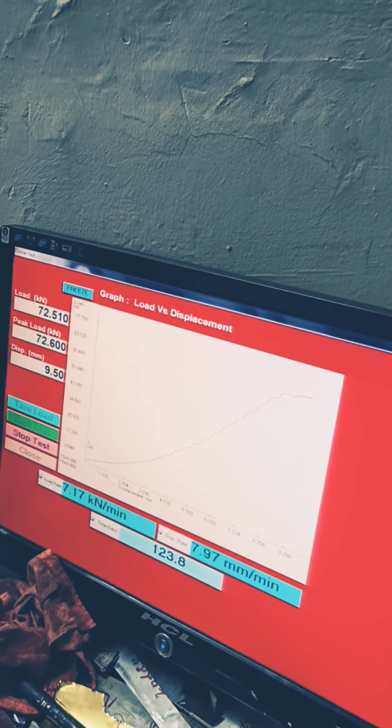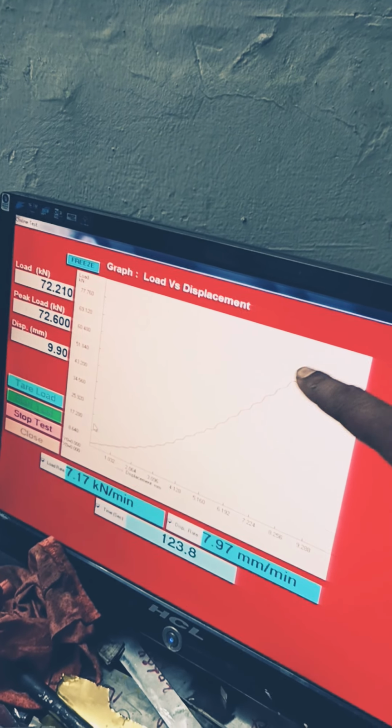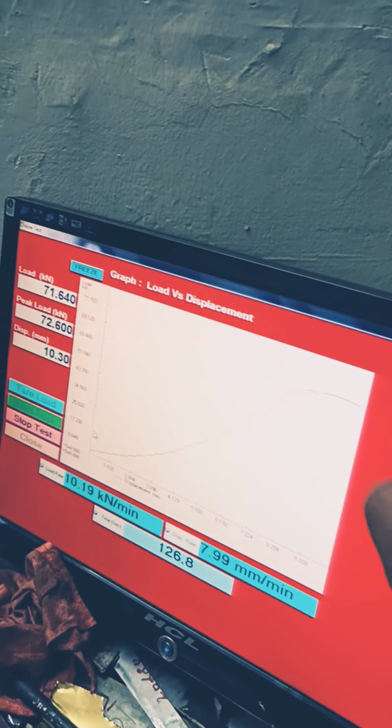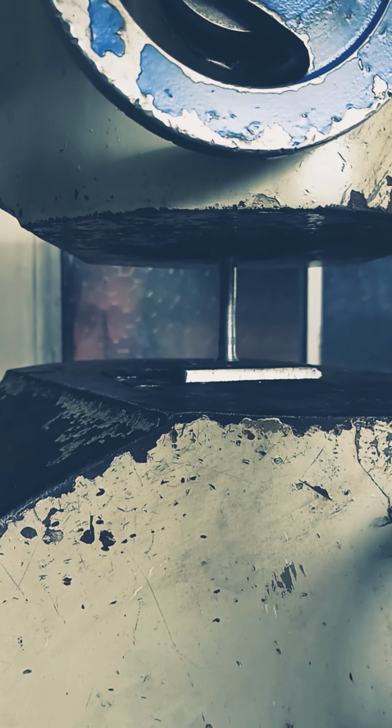The graph automatically shows the yield point. As you can see, this is the yield point area. The point is there, sliding down. The necking of the sample has started. The sample will break now. As the necking starts, the graph starts to fall down.